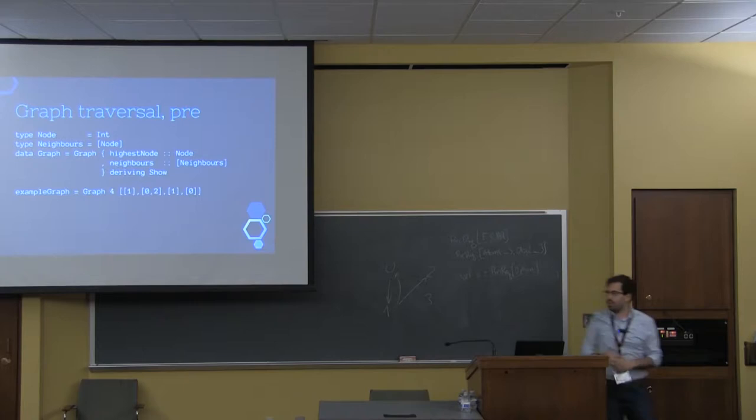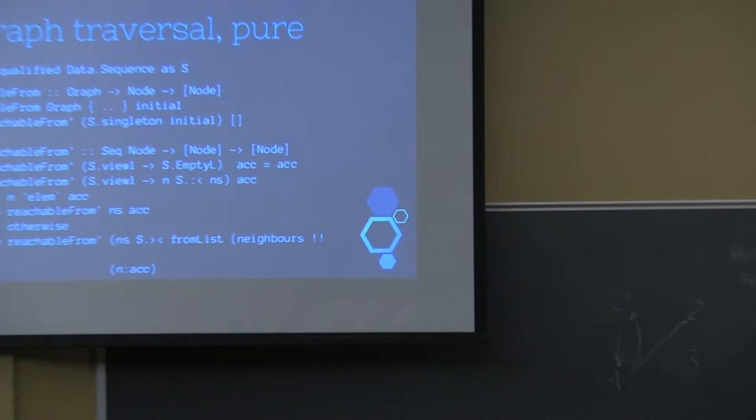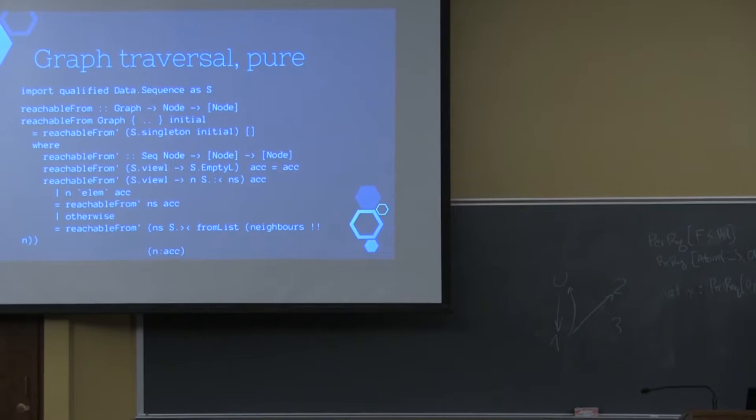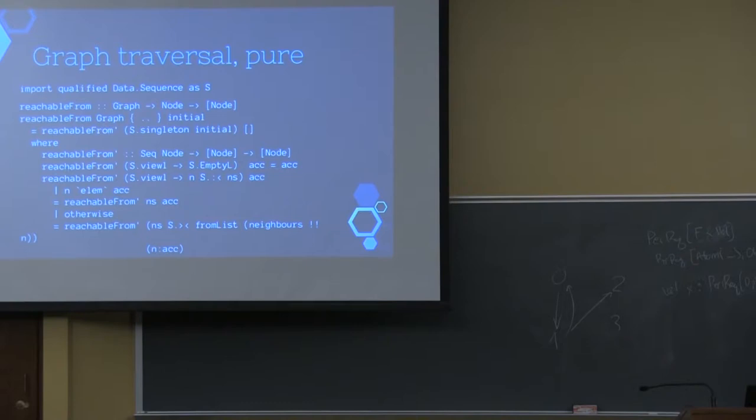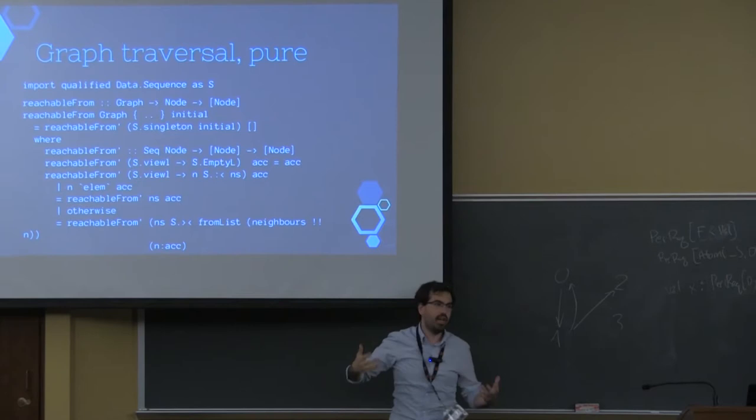So if we try to do a pure implementation, we end up with something similar to this. We keep a list of nodes, which are the list of nodes to visit after the current node. This is going to be this sequence of nodes. And then we keep a list of visited nodes, which is going to be this thing I accumulate.